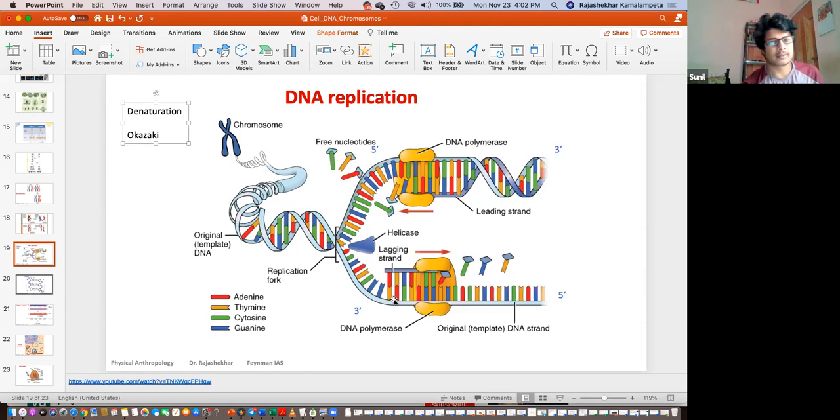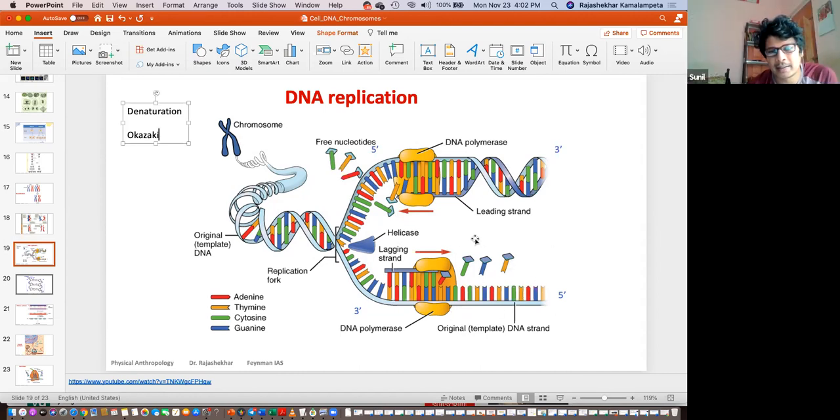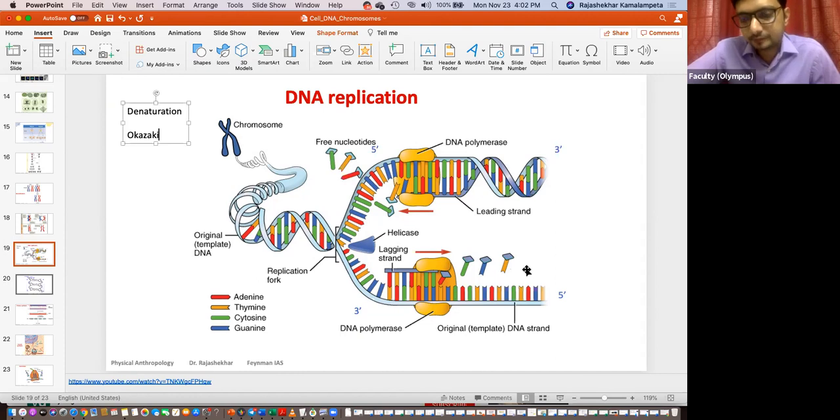Sir, one more question. Wherever in the picture we have a lagging strand, then towards the right, if it moves till 5, won't it be complete because it has access to this part? Okay, can you repeat the question? Wherever it is written lagging strand. This is lagging strand, okay?